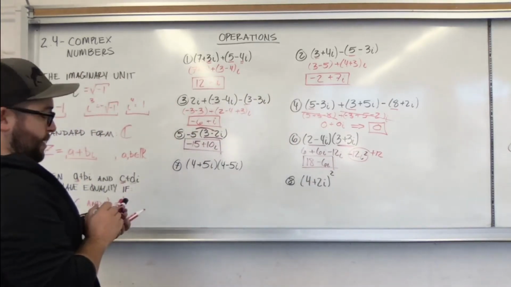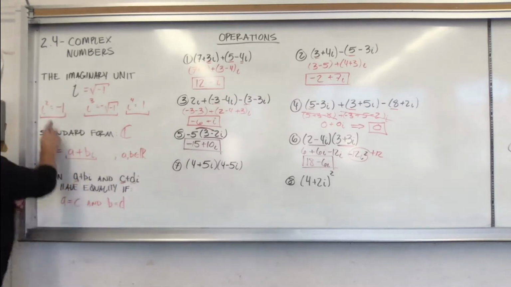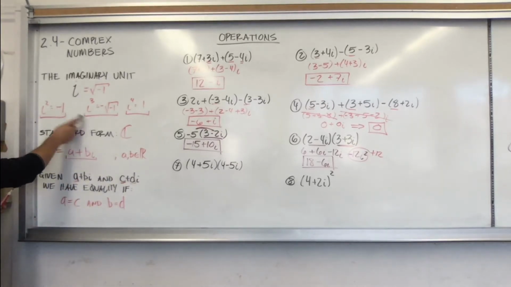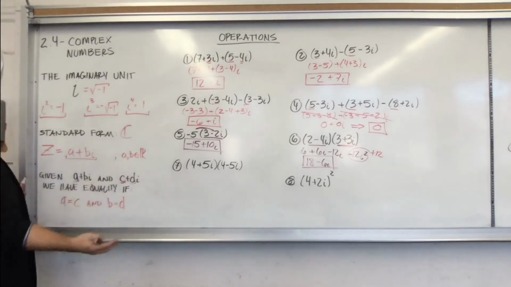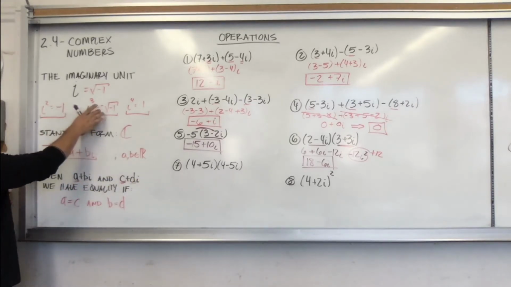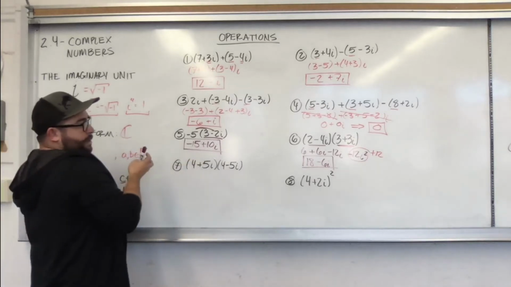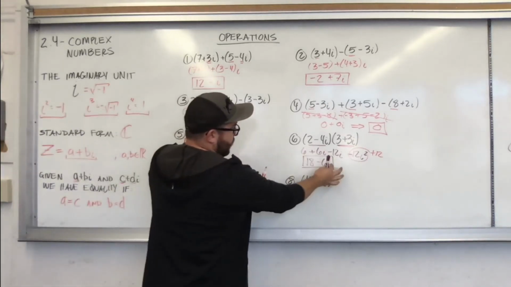So a big thing to pay attention to is when we run into these problems over here. When your i, that imaginary piece, starts to gain powers, we always want to replace it with what that value is. So that it's just the real piece and then the one imaginary piece.